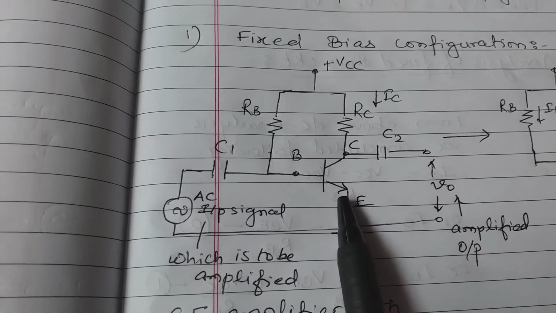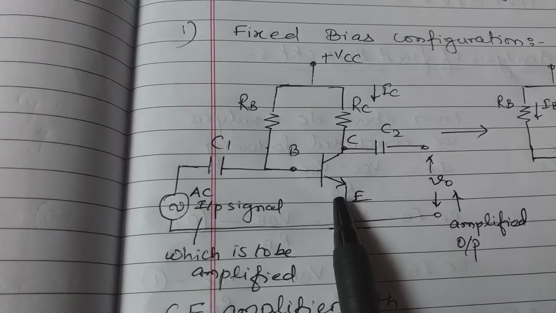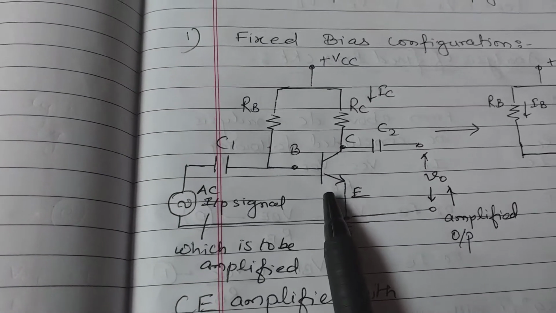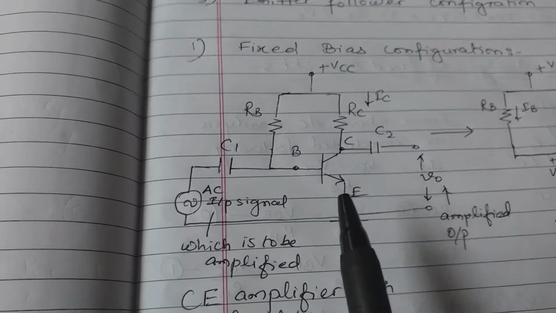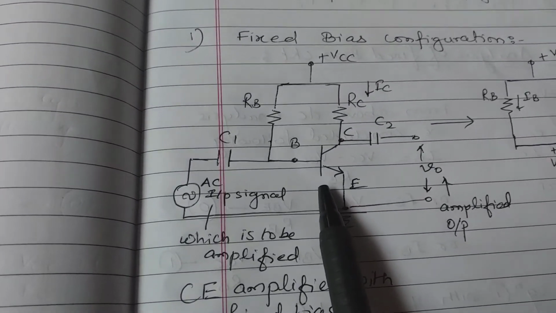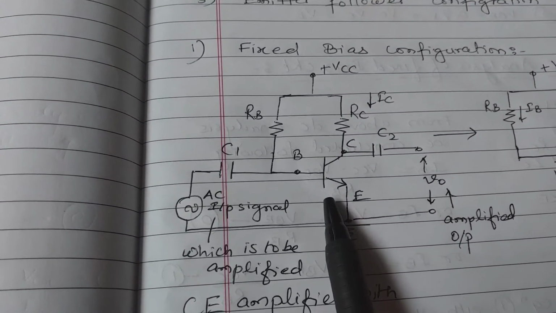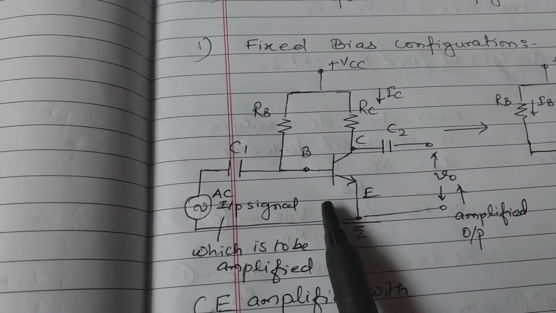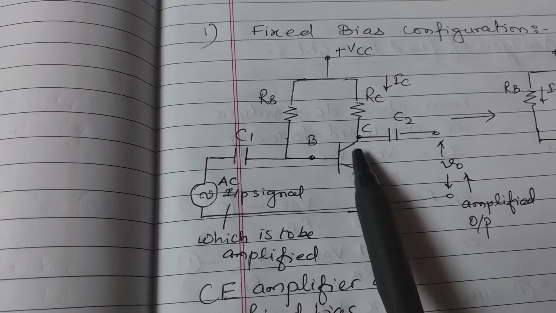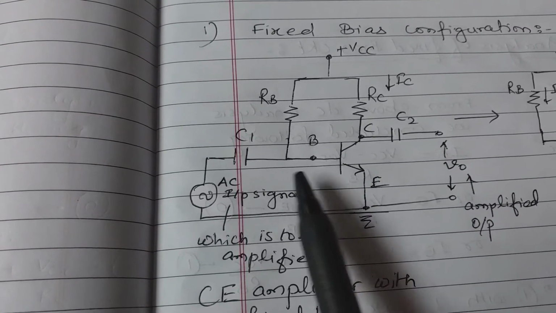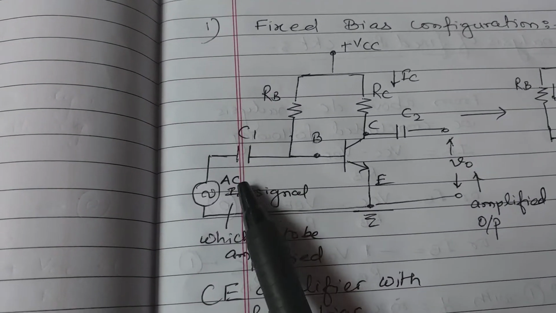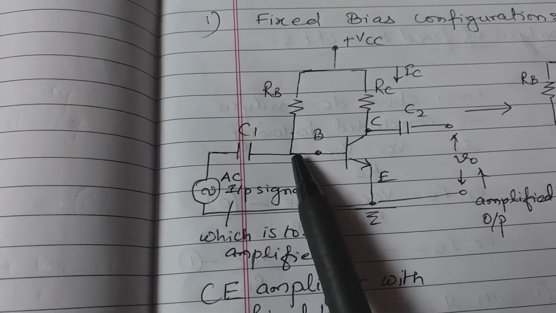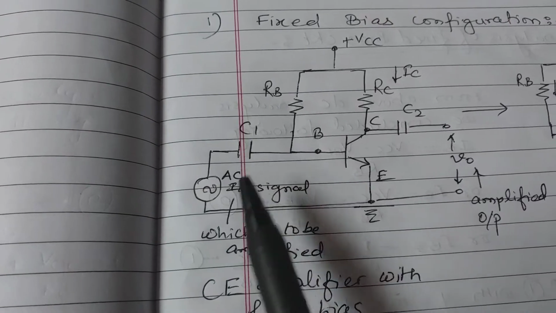That means to ensure that this transistor is in the operating region, that is, the active region. We all know that there are three modes of operation of a transistor: the saturation region, the cutoff region, and the third one, the active region. For amplification we need the transistor to work in the active region. Here, this is the input signal which is to be amplified, fed through the capacitor C1. Why is C1 connected here?